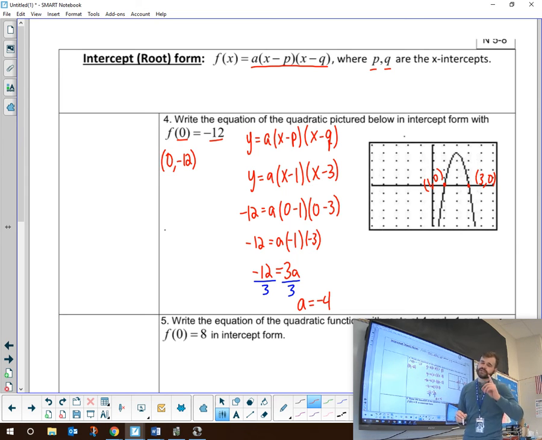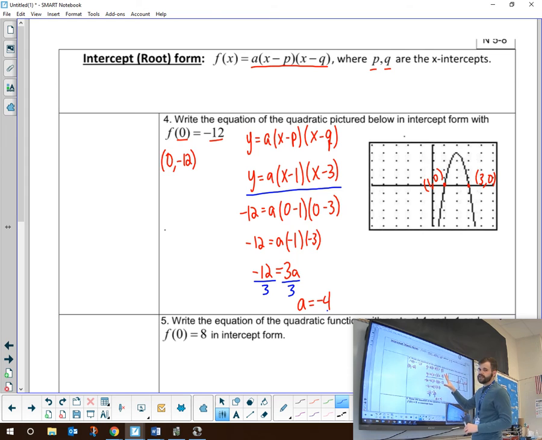Now on your homework, you're going to see some fractions. Don't be alarmed by those, okay? But in this case, my a is a whole number. A is negative 4. So now think back to this problem, this equation right here. We're going to write that same thing, but instead of a just being there by itself, we're going to put negative 4 in for a. That way we get our full equation in root form.